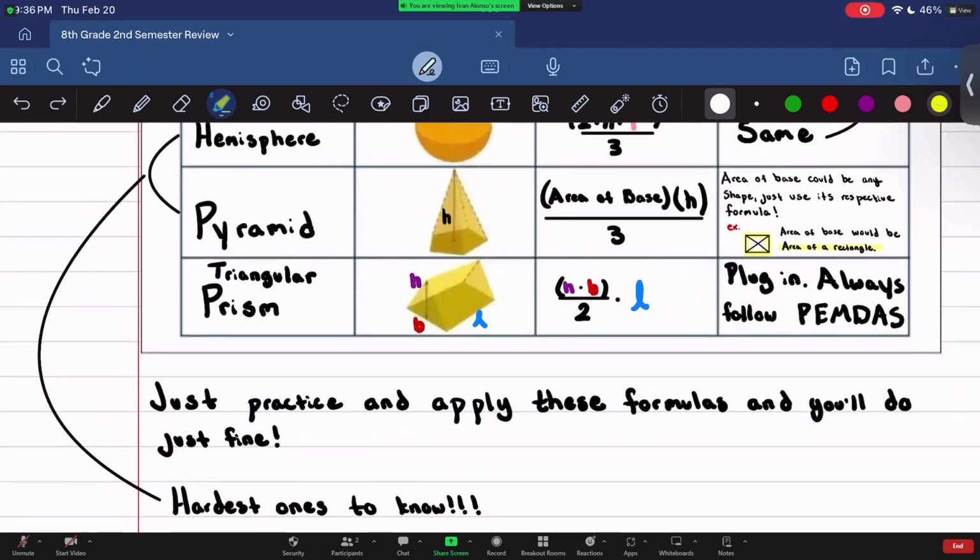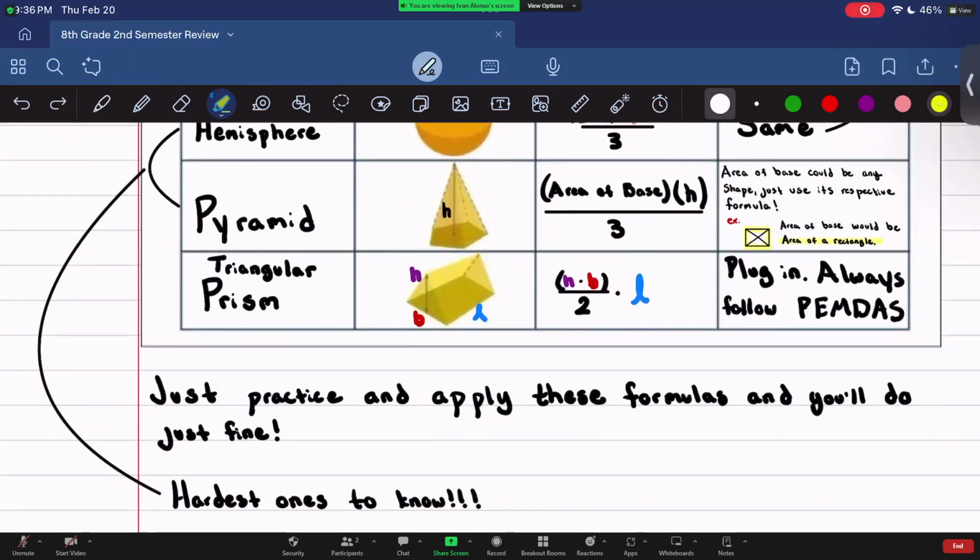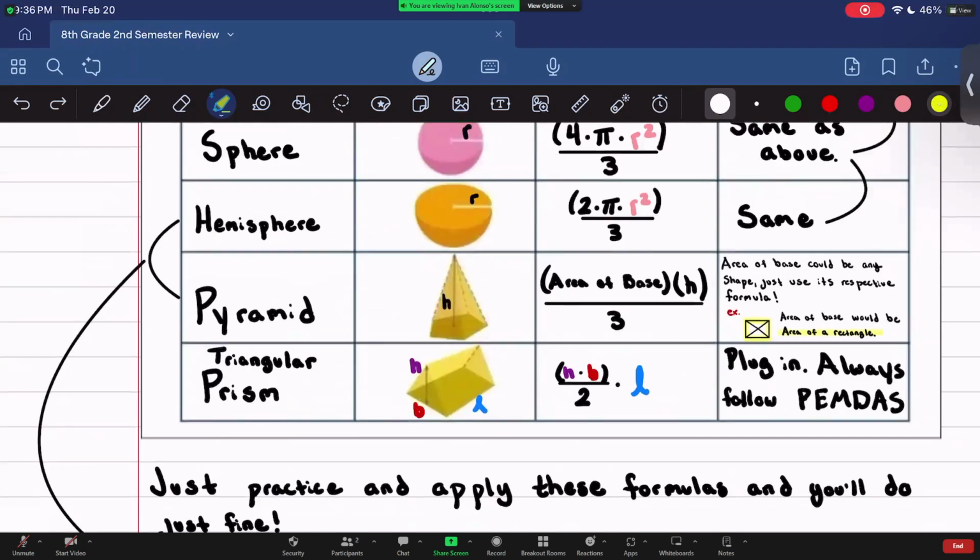Honestly, the best advice I could give you is just practice and apply these formulas, and you'll do just fine. I highlight that these are the hardest ones to know. I really wouldn't bother with them. I don't think you'll ever have to memorize these. Obviously, basic area formulas are pretty easy to memorize, and I would just recommend you memorize those too. You never know. Teachers are very different.